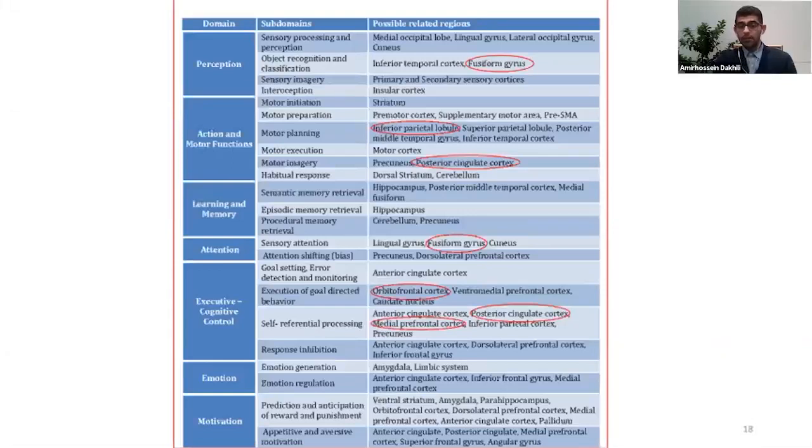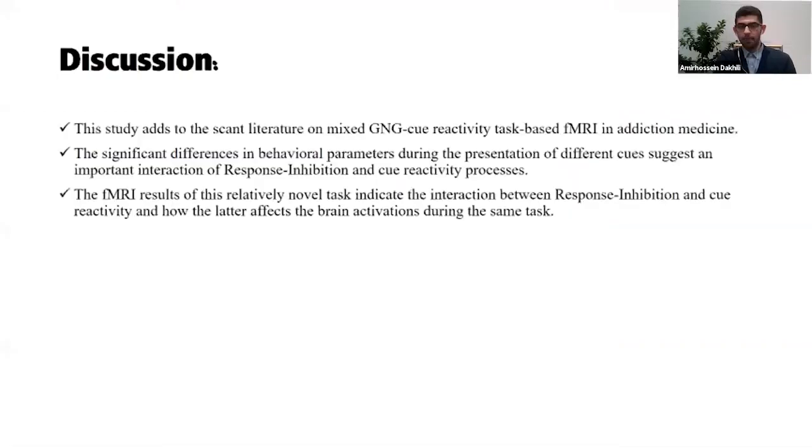As you can see here, the regions that showed differential activations during response inhibition in drug versus neutral and negative emotional versus neutral blocks are all involved in important cognitive domains that are relevant to both response inhibition and cue reactivity. So to conclude, our project adds to the literature on brain activation differences during response inhibition when addicted individuals are faced with different types of cues.